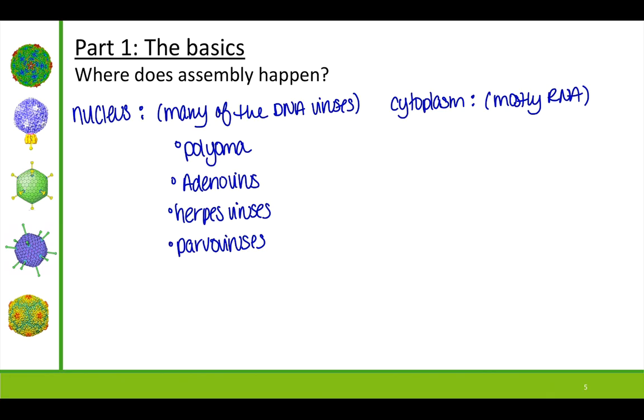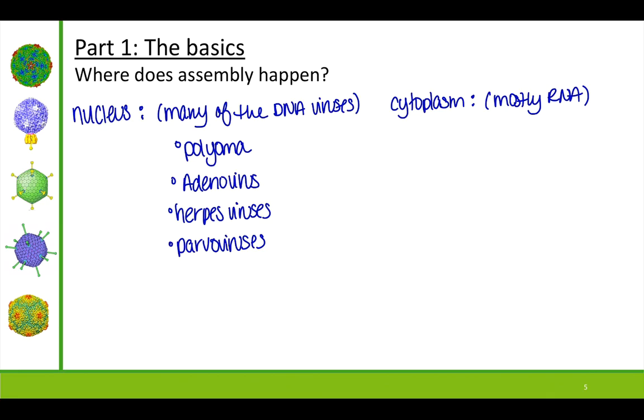So part of that will, of course, be an exception, although again, you could argue that in the last step, it does start assembling its final piece at the host plasma membrane, which is in the cytoplasm. So we will see that some viruses are exclusively in the nucleus, exclusively in the cytoplasm, and some do a little bit here and a little bit there.